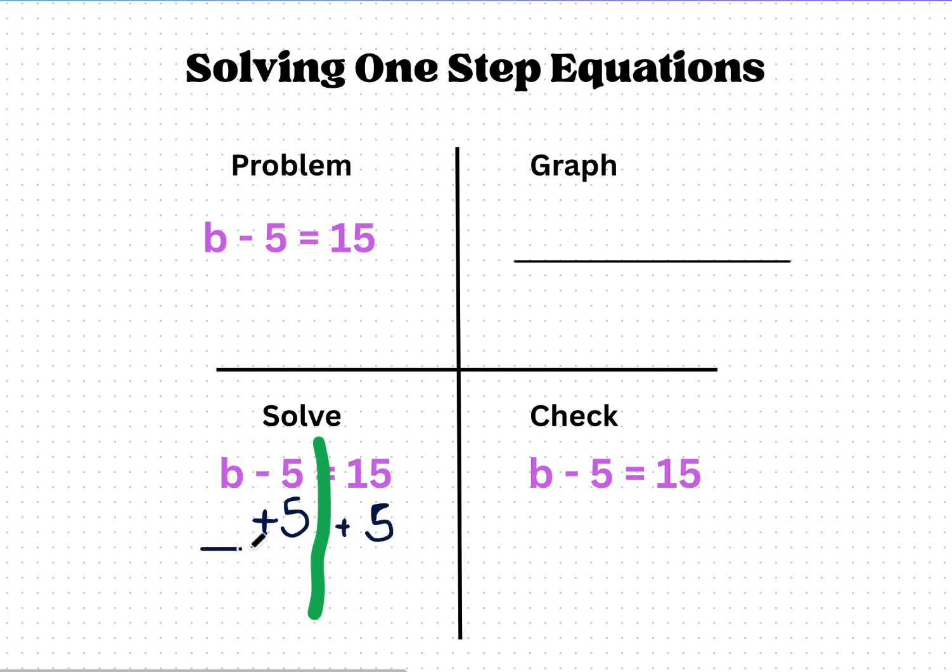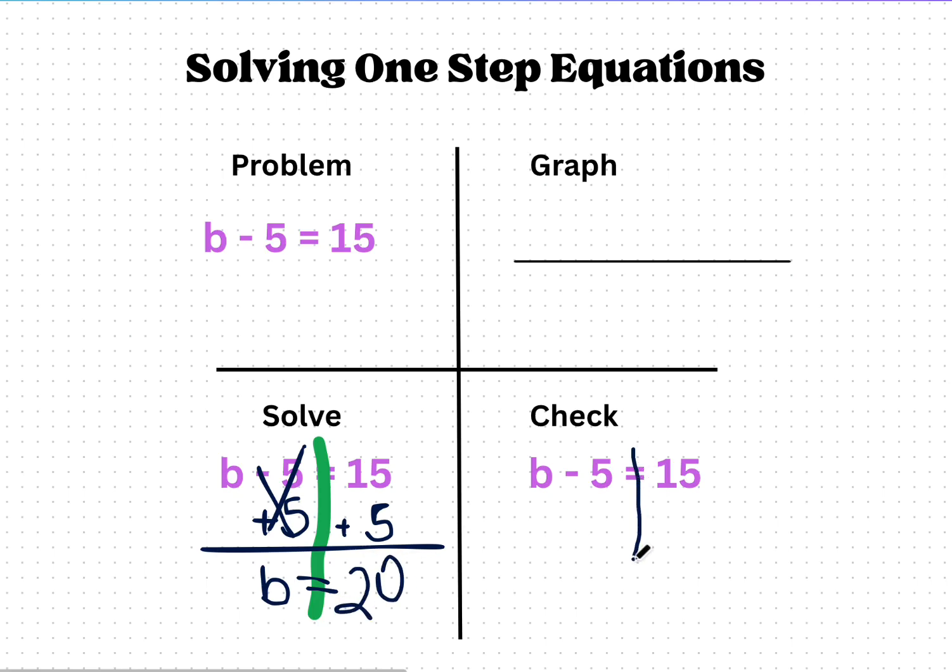And then I'm going to subtract. Negative 5 plus 5 gives me a zero pair, so I can cancel those out. And I'm left with b, the variable, which equals, and on the right side, I have 15 plus 5, which is 20. So the true identity of the invader is 20.